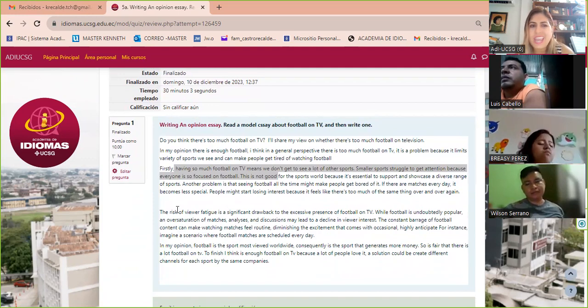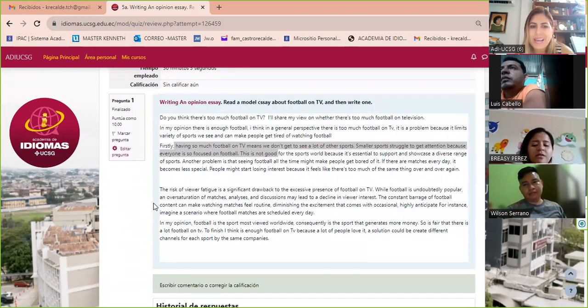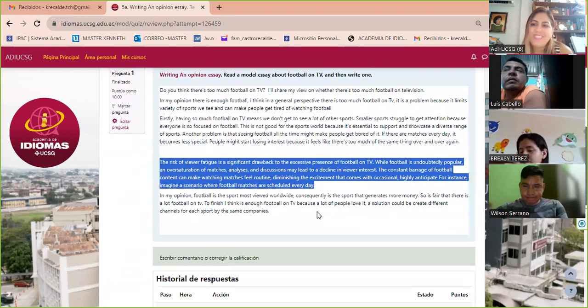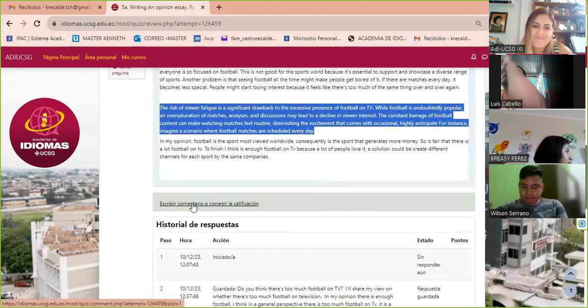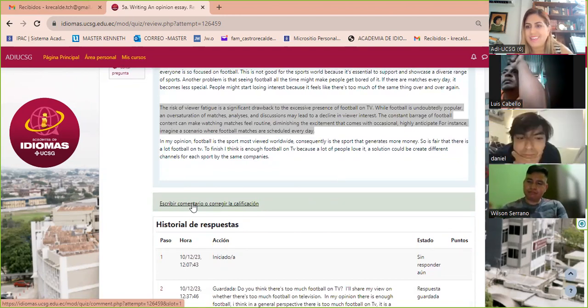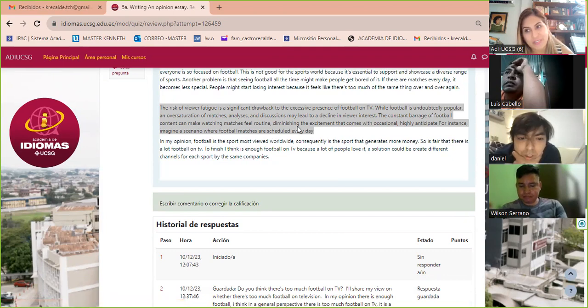Okay, everything is okay, Daniel. But this part is not your idea. This is copy. Okay? So, which one? The third paragraph. There is a fewer fatigue.